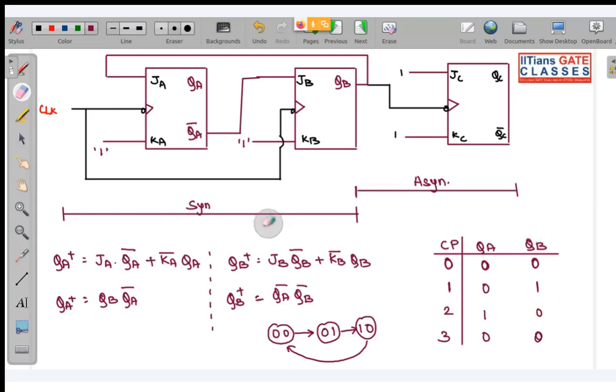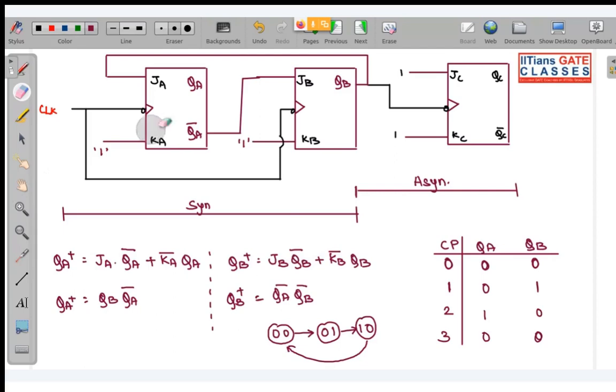And Bhumika, you can understand this concept. This has no relation with whatever I have explained till the last 1 hour. Basically, we are trying to find out the count sequence when we have a synchronous counter and an asynchronous counter. So copied.